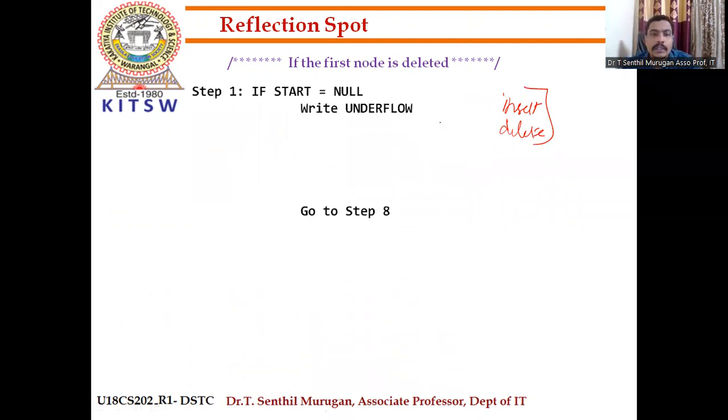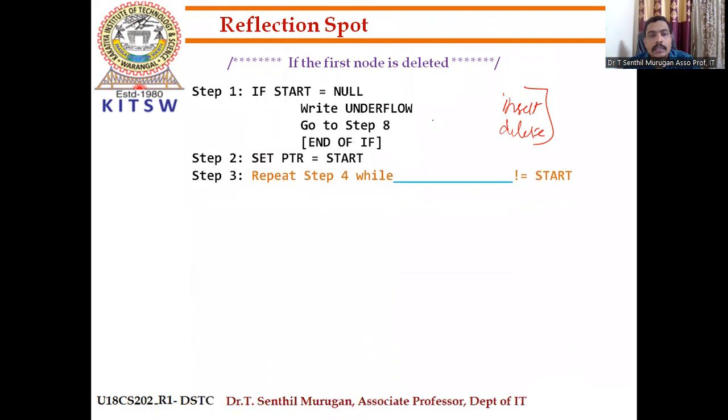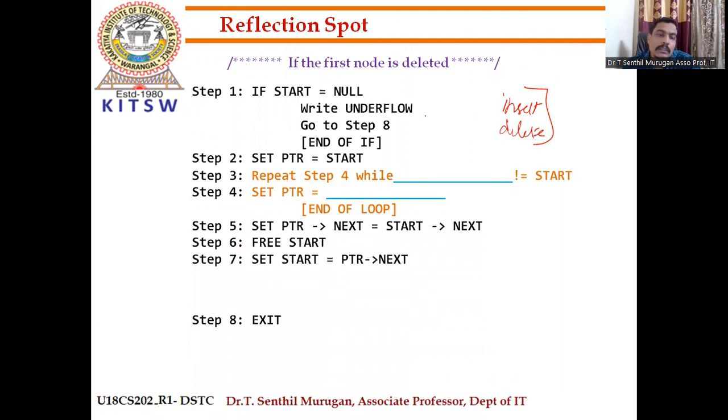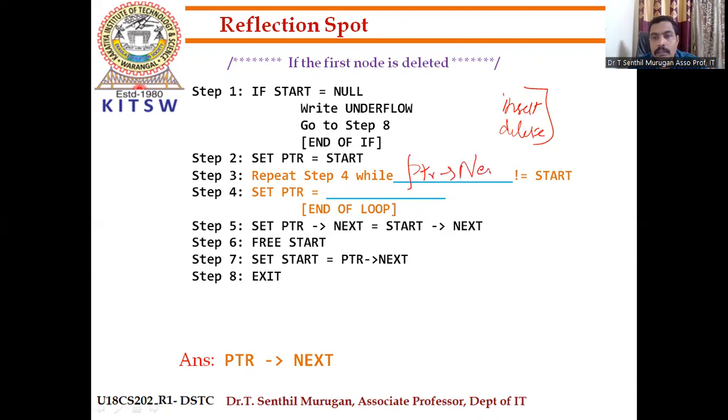So now this is the reflections part. The algorithm I gave, you just answer for this question. Okay, so there is space given. The answer is same like that. Okay, so PTR next not equal to start means it will go up to the last node. Once it has reached there, then it will find this one.